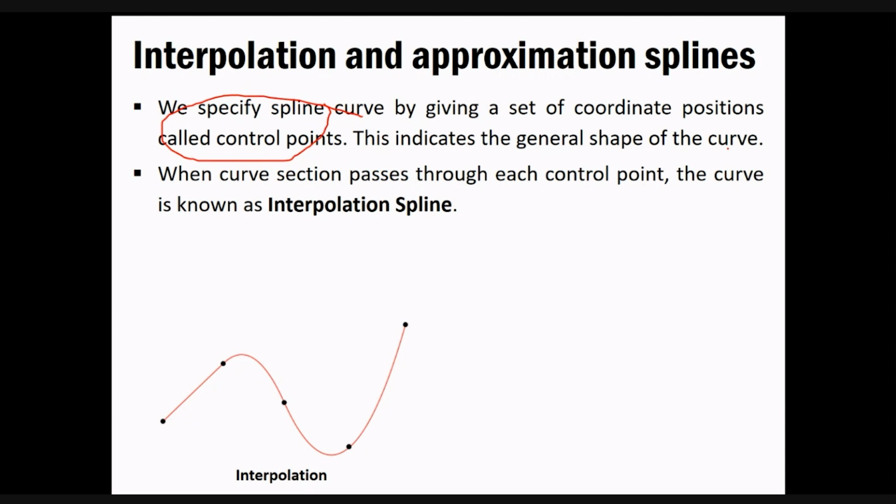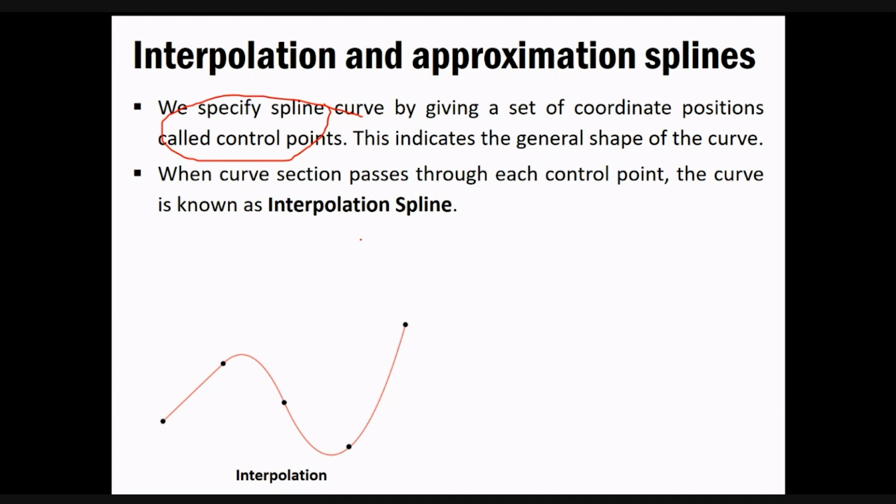As you can see in the figure, we have 5 control points, and your curve is passing through each of these control points, giving one shape that looks like this. It is not necessary that your shape should look exactly like this; it is just an example. If your curve is passing through each of the control points that you or your computer have defined, that is known as an interpolation spline.